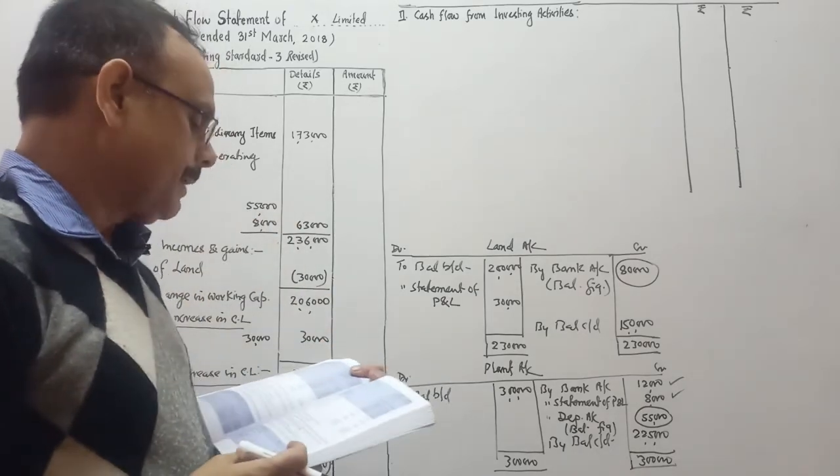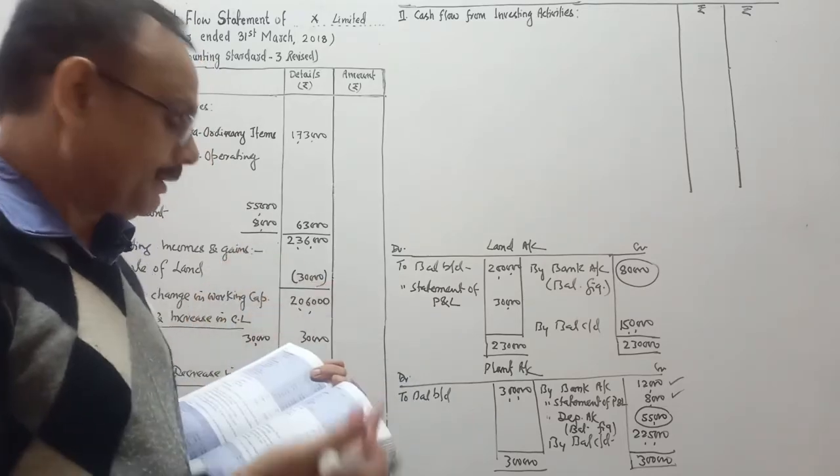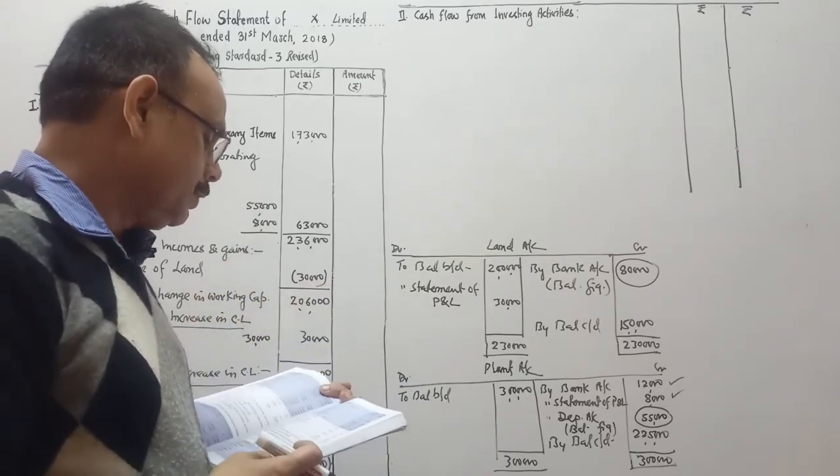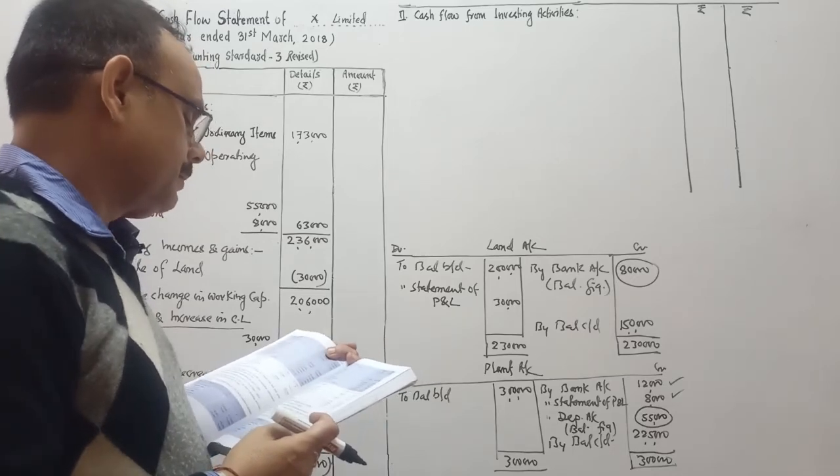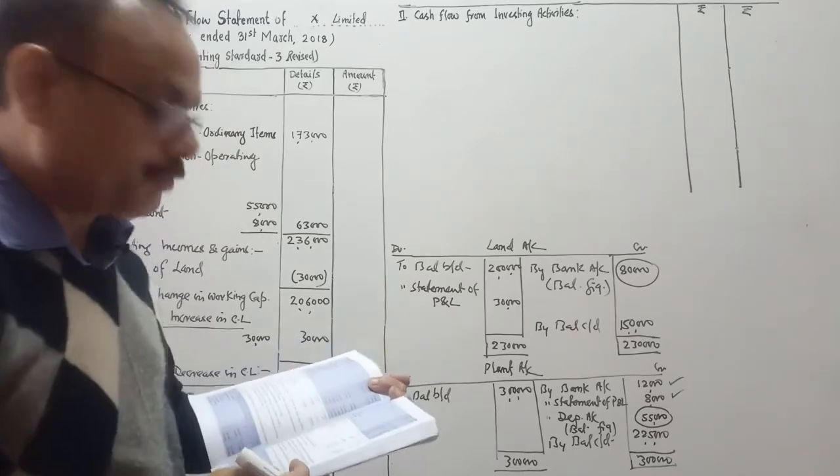So coming to the purchase and sale of investment, you see the asset side, your asset side non-current assets, intangible assets, note number 3.